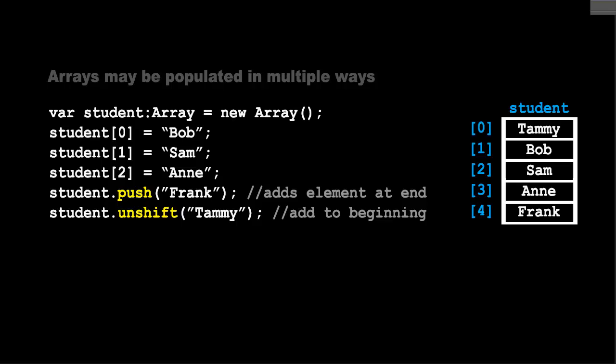And then another option is to use the unshift method. Works the same way as push, except it's going to add them at the beginning. And again, if I had multiple items that are comma separated in the parentheses, it would add those as separate elements starting at the beginning, starting at 0, and it pushes everything downward. So in this case, when I add Tammy using unshift, Bob, Sam, Ann, and Frank all move down 1 element.